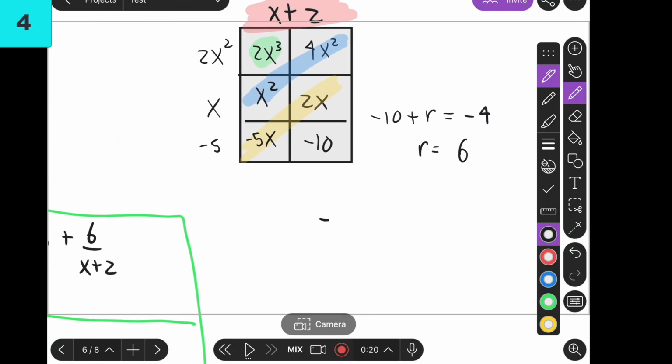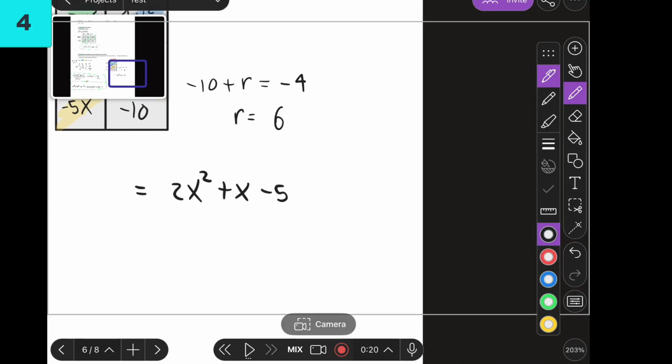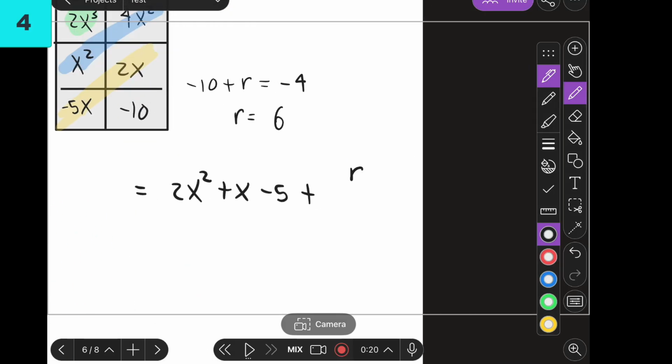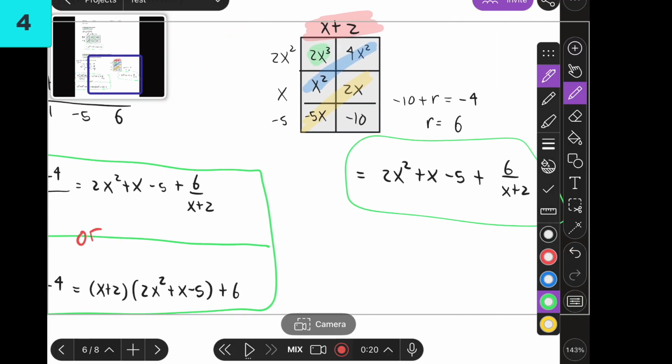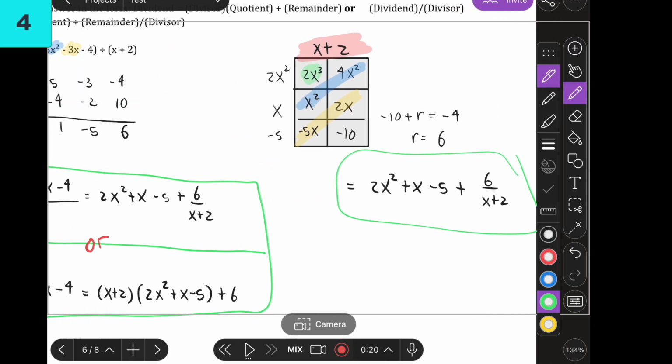So my final answer is all of this on the side, 2x squared plus x minus 5 plus remainder over divisor. And this is my answer. And if you notice, it's the exact same thing from synthetic division. Alright, I hope this video was helpful, and I'll see you guys in class.